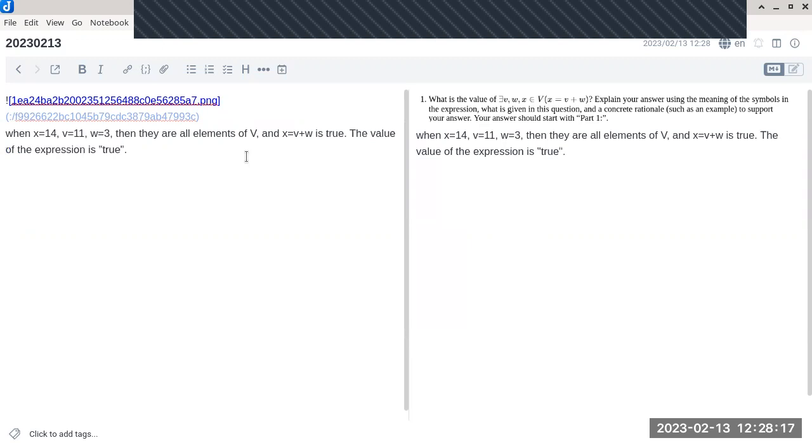You don't have to use exactly the same sentence structure or the same phrasing, as long as you mention what x is supposed to be, v is supposed to be, w is supposed to be, then what is it making true? And as a result, what is the value of the quantified expression?